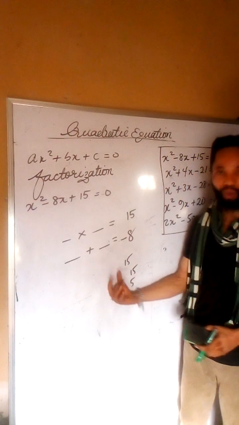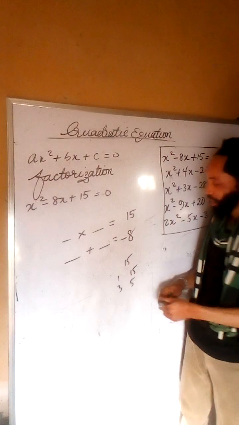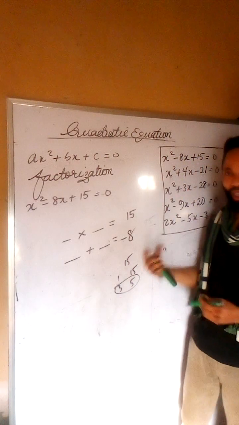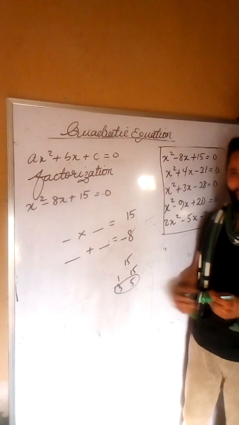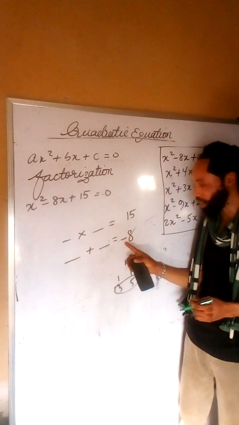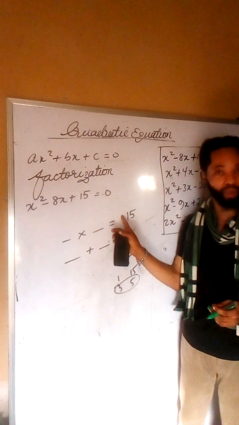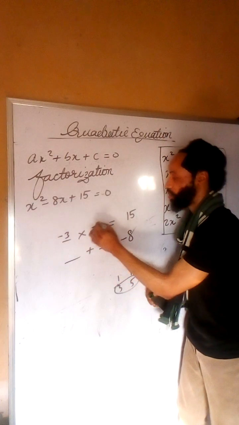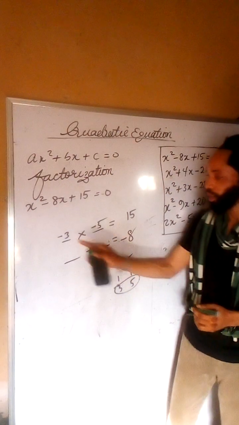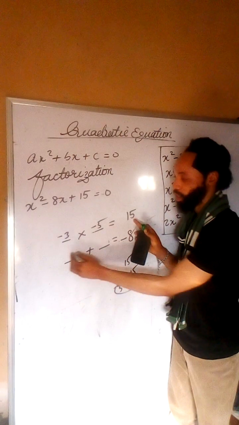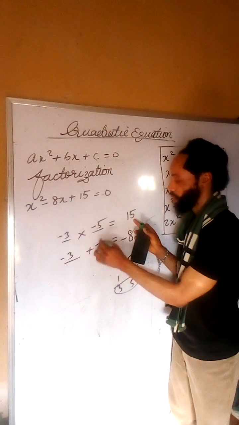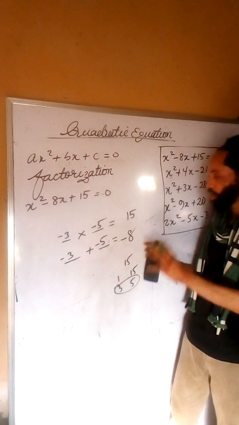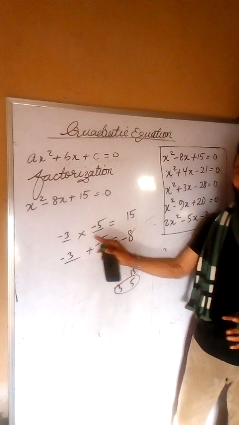Now, which combination looks like something that can give you an 8? It's 3 and 5, they are close to your answer. So the next step, ask yourself, how can you get a negative 8 with these two numbers and still get a positive 15? The only way is to make them negative. Negative 3 times negative 5 gives us 15, and negative 3 plus negative 5 gives us negative 8. In this way, we have these two numbers.